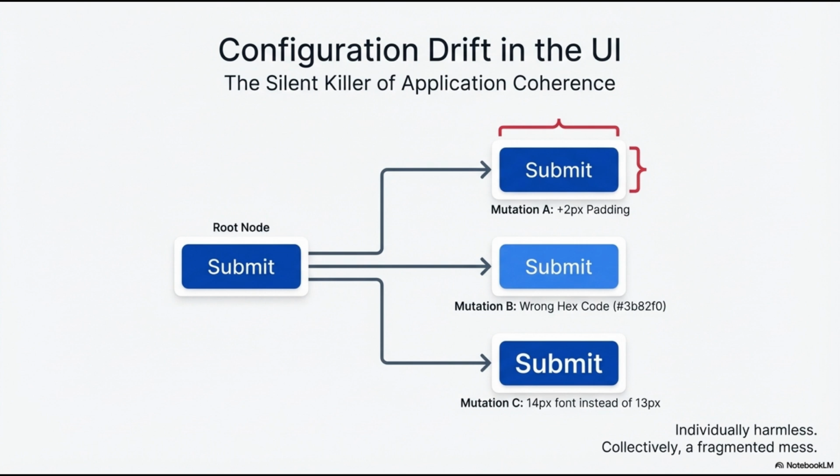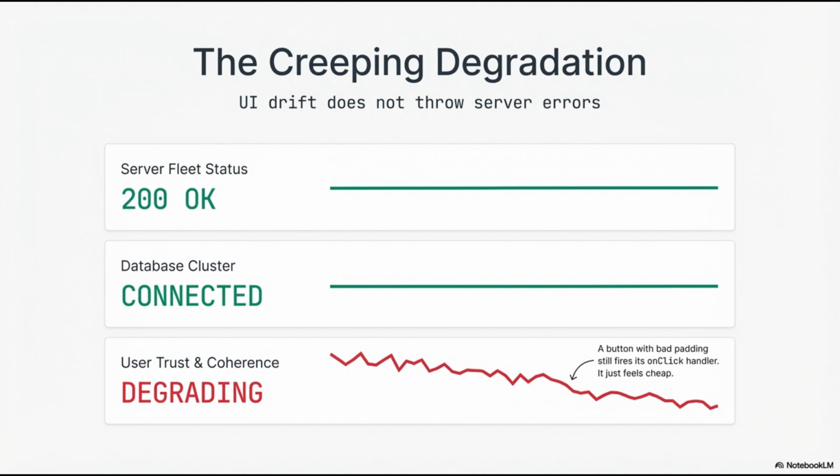Wow. But individually, none of those micro deviations break a layout, right? A button with 2 extra pixels of padding still fires its on-click handler. Exactly. It doesn't throw an error. Right, it doesn't crash the server. But collectively, as the user navigates from, say, the dashboard to the settings page, they get this creeping, visceral feeling that nothing quite fits together. It just feels cheap. It subconsciously degrades their trust. Yeah, that makes total sense.